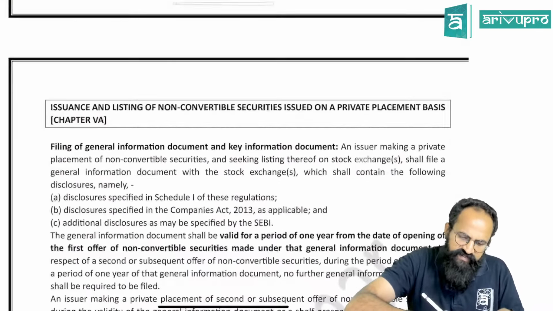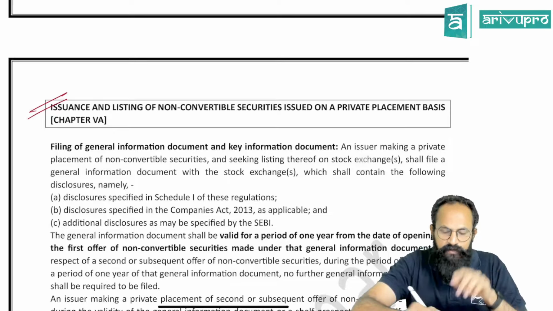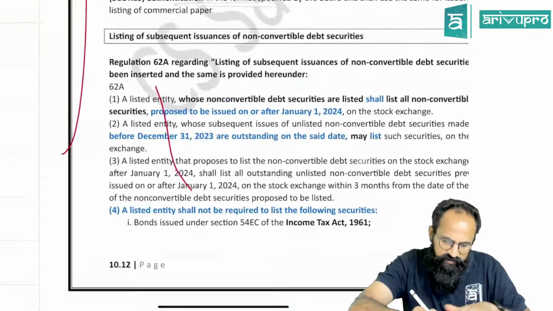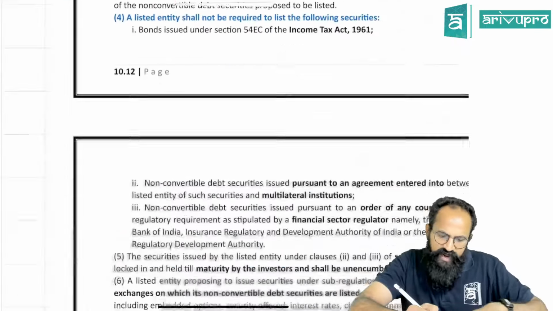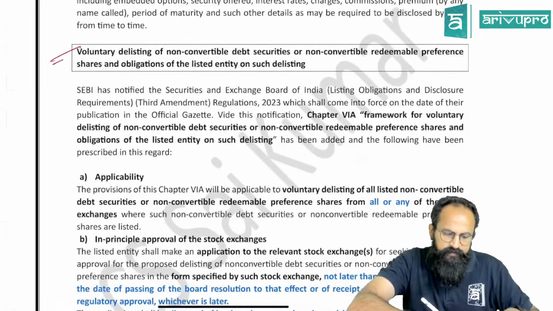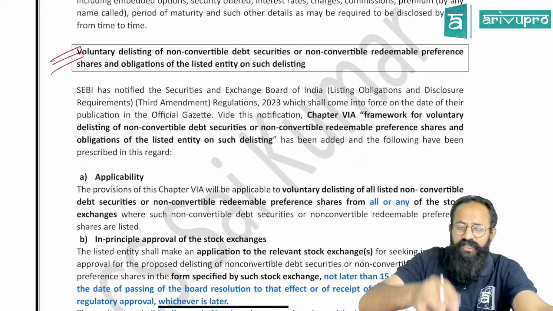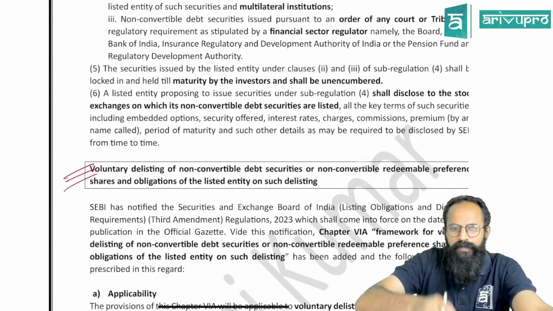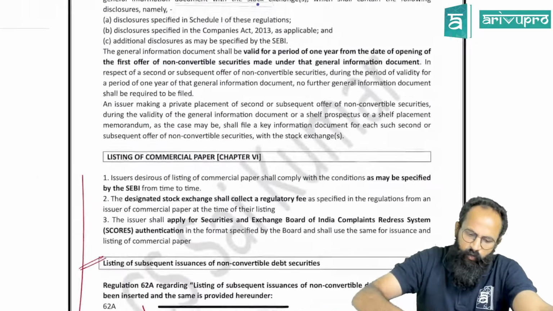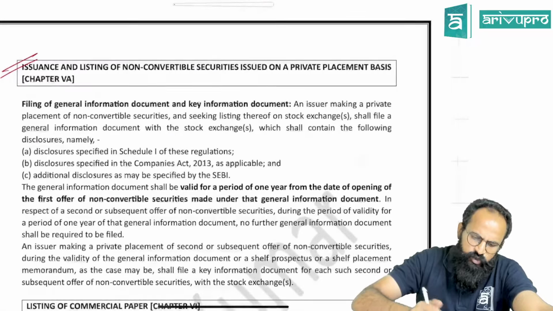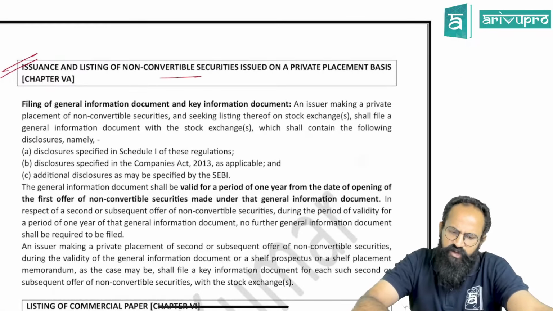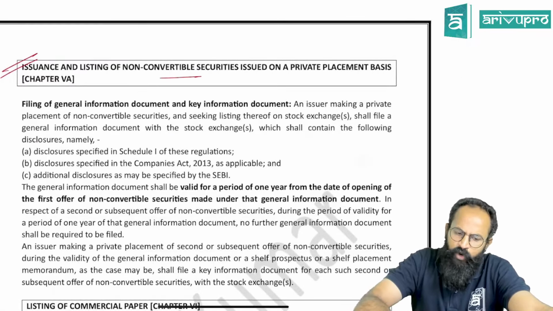Yes, sir. They've added this, people, 1. They've added this 2. They've added this 3. These 3 topics have been added in this particular chapter. All easy, nothing complicated, but might be important. Concentrate. Now, what are they telling, people? Issuance and listing of non-convertible securities issued on a private placement basis. Now, what is that, sir?